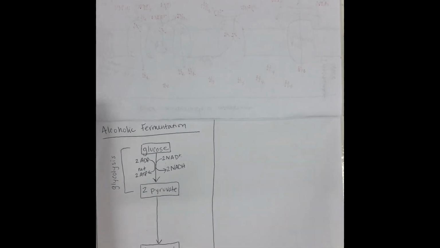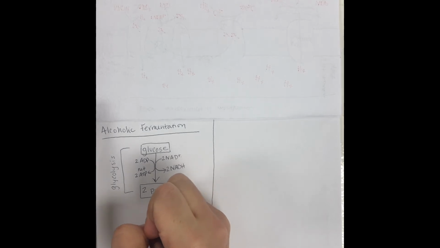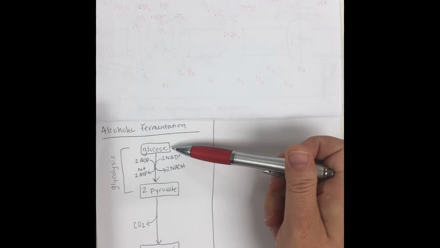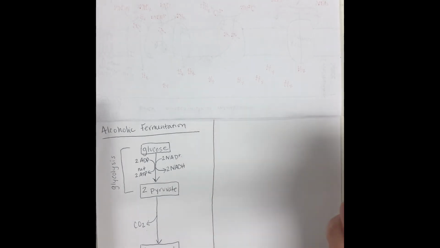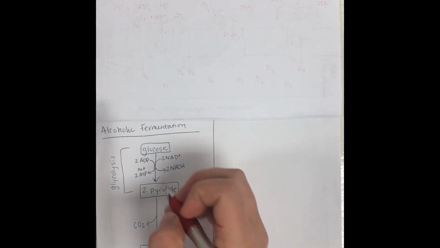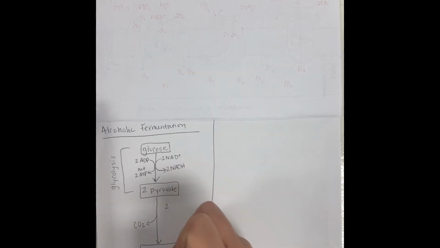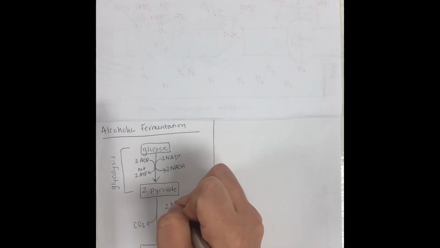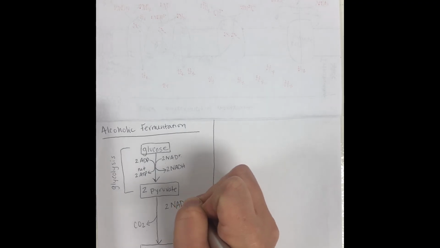And when we go from 2 pyruvate to 2 ethanols, we're going to release carbon dioxide. If you remember, glucose was 6 carbons, pyruvate is 3 carbons, and so ethanol is a 2-carbon molecule, but that's not something you need to remember. One of the things that we're going to input here in order to get to this ethanol is that NADH that we just made.